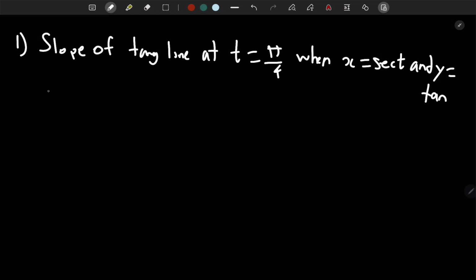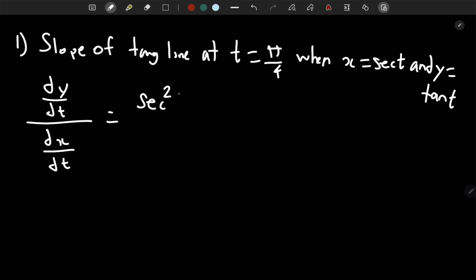So now the formula is dy over dt, so we derive the y function, over dx over dt. What is the derivative of tan t? Forgot to write t over here. It is going to be secant squared, right? So you need to know all your basic derivatives of trig functions and normal functions also. And the derivative of x, or secant t, is secant t tan t, and we can cancel one of the secants.